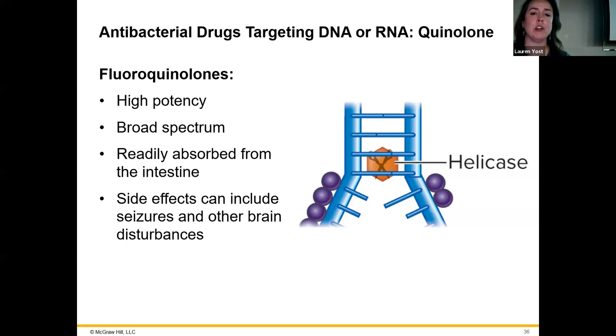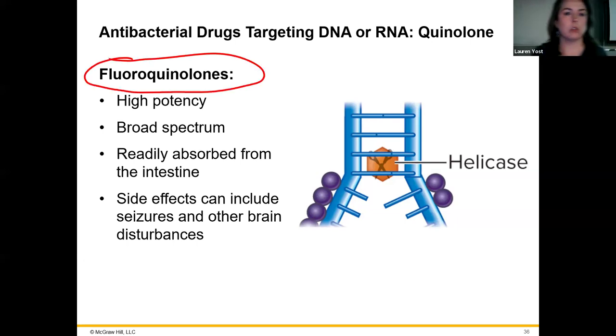So, antibacterial drugs that target nucleic acids, DNA or RNA, right? These are fluoroquinolones. These guys, just a group. Like we had the aminoglycosides for the proteins, and the beta lactams for the cell wall ones. So the fluoroquinolones, nucleic acid ones. They're pretty serious. If we inhibit replication or transcription, that can affect us potentially as well. So we're talking about side effects like seizures and brain disturbances, pretty serious stuff, right?